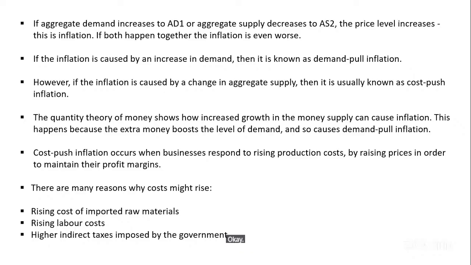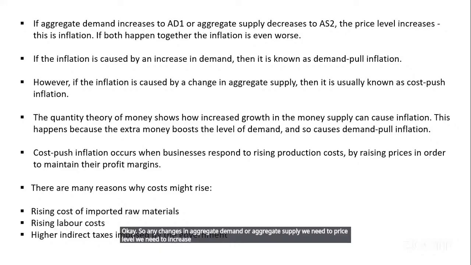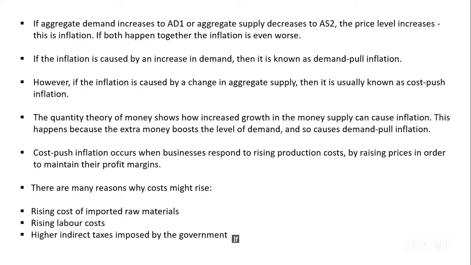So any changes in aggregate demand or aggregate supply will lead to an increase in price level. And an increase in price level will lead to what? Inflation. An increase in price level will cause inflation. If both happen together, the inflation will become worse. If inflation is caused by an increase in demand, then it is known as demand pull inflation.